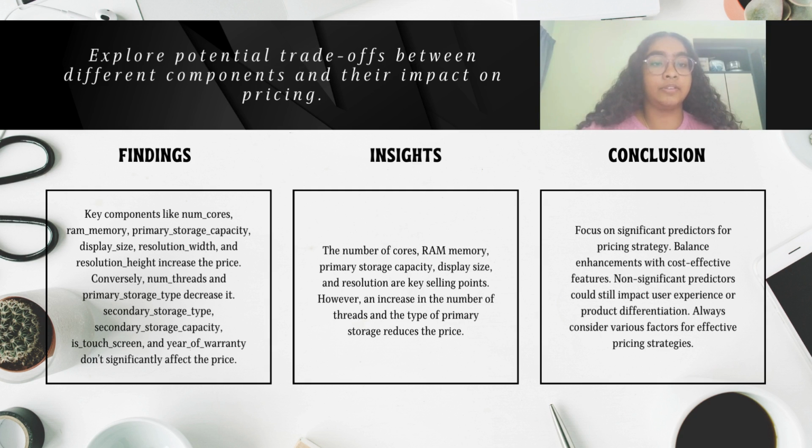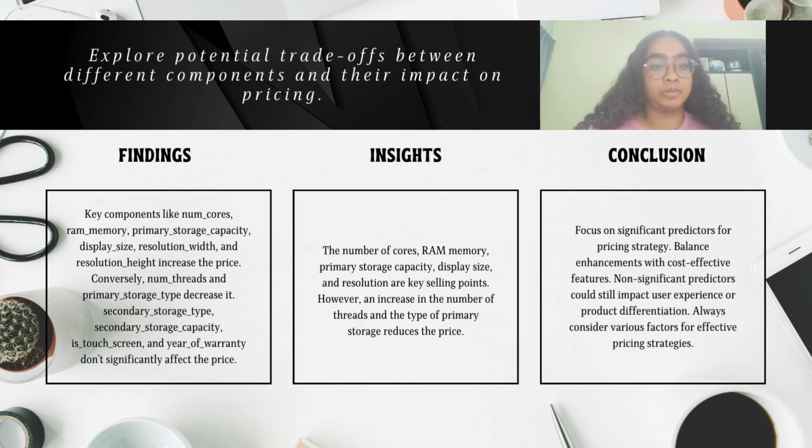On the other hand, the number of threads and primary storage type have a significant negative impact on price, indicating that an increase in these components could lead to a decrease in price. And the secondary storage type, secondary storage capacity, touchscreen and year of warranty do not affect the price because the p-values are greater than 0.05, suggesting they are not statistically significant predictors of price at the 5% significance level.